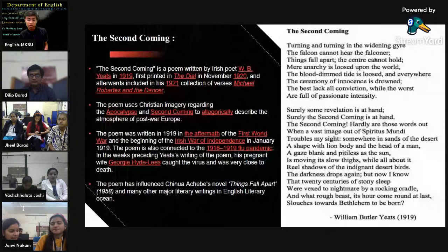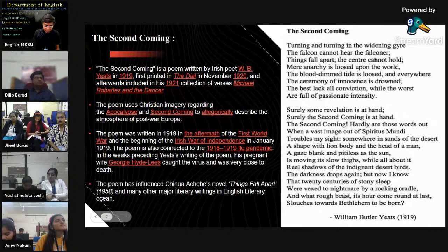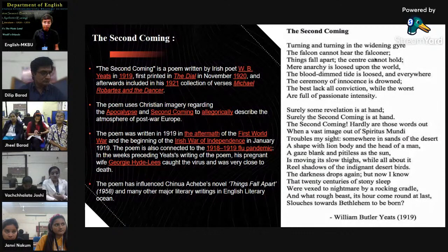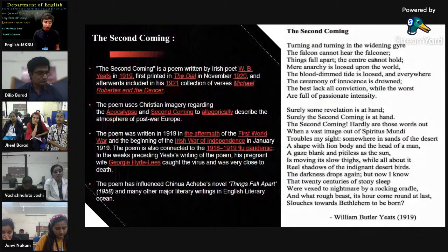In the weeks preceding Yeats' writing of the poem, his pregnant wife, Georgie Hyde-Lees, caught the virus and was very close to death. So he was quite near to this thing. The poem has influenced Chinua Achebe's novel Things Fall Apart, which was written in 1958. So the title of Chinua Achebe's novel is taken from the poem. You can see in the third line, Things fall apart, the center cannot hold.